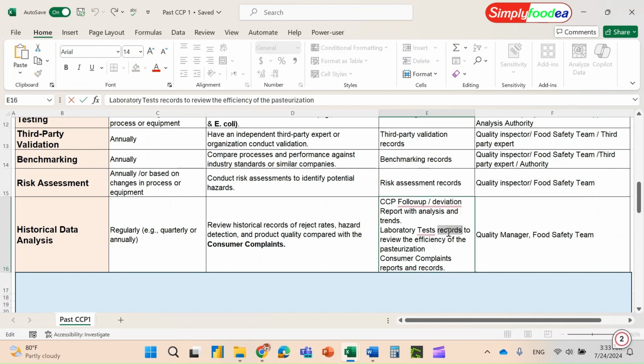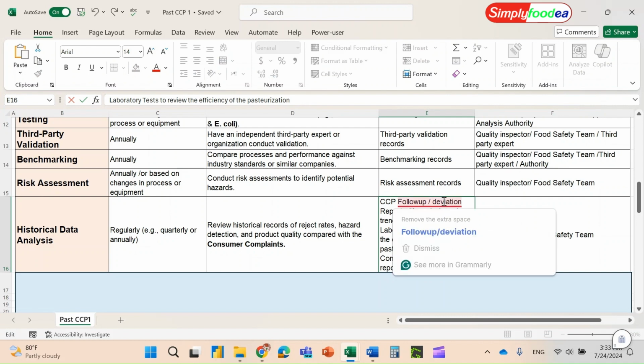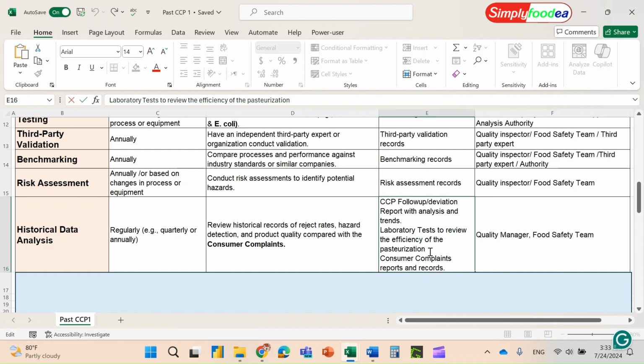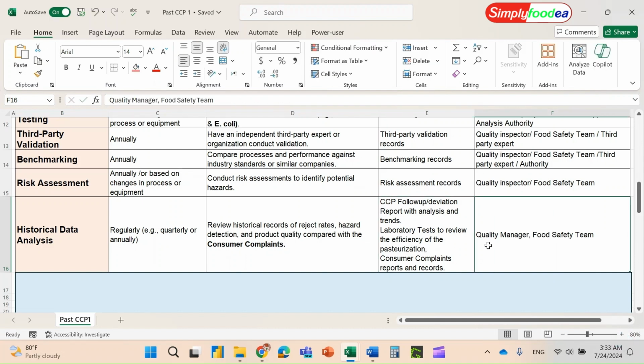To review the efficiency of the pasteurization and the consumer and customer complaints reports and records, the responsibility will be with the quality manager and food safety team. Sometimes we also include the salesperson, because you can have some oral consumer complaints received by the salesperson, or whoever is dealing with the consumer, if there is any consumer or customer complaint.